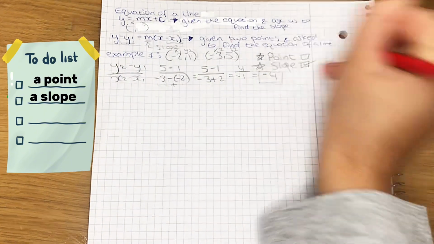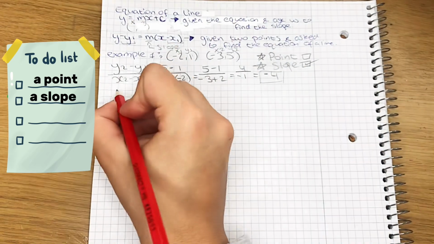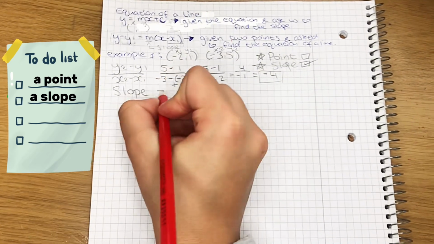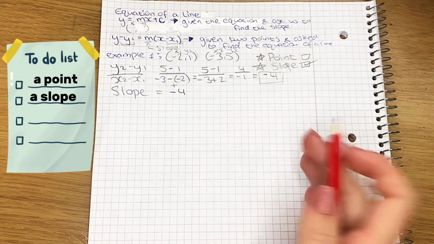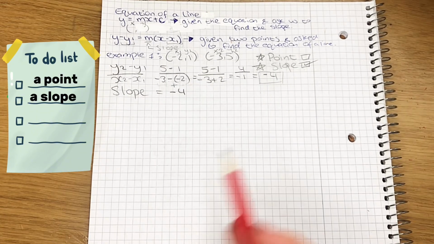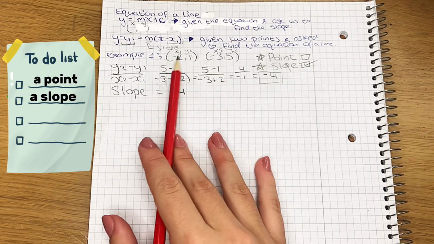So we've done the first thing. We figured out the slope. So now let's write that down. Our slope is -4. And now the second thing that we need is a point. But wait, we have 2 points given here.